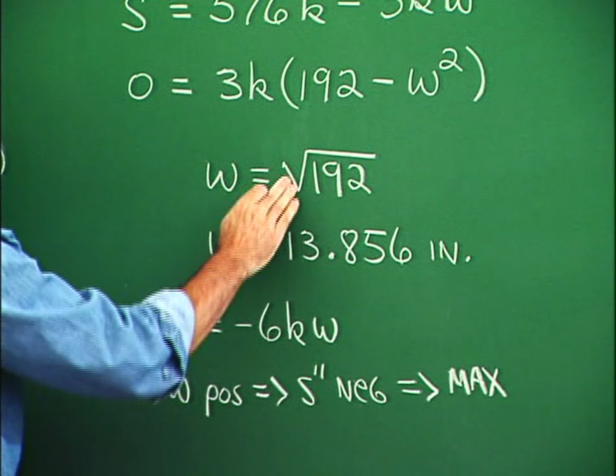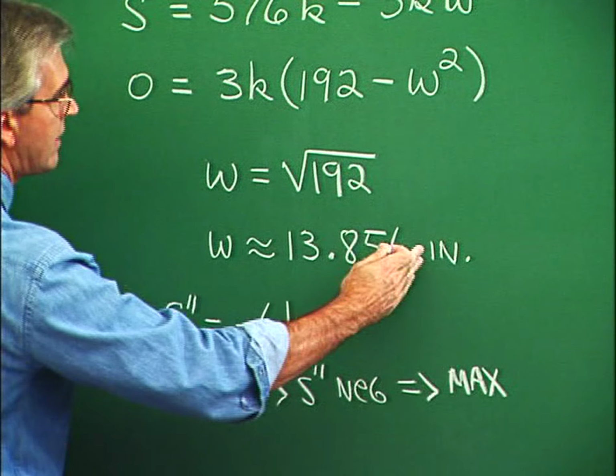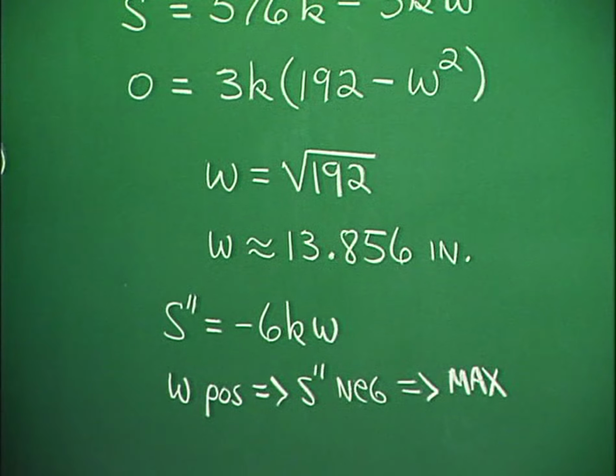Okay, now the approximate value of the square root of 192 is this. We can sort of take our choice as to which one we want to use, but just understand that this is an approximation, and that's more of an exact value.